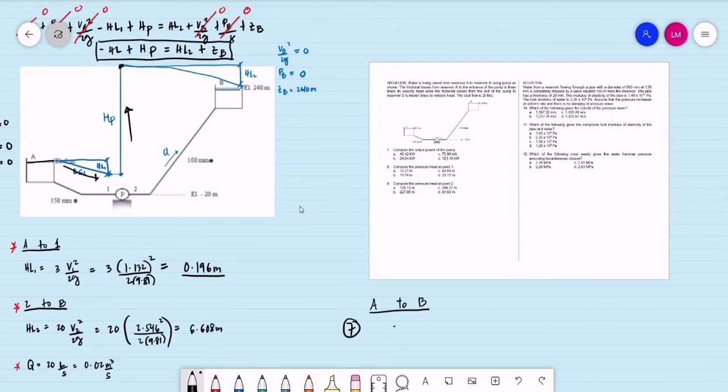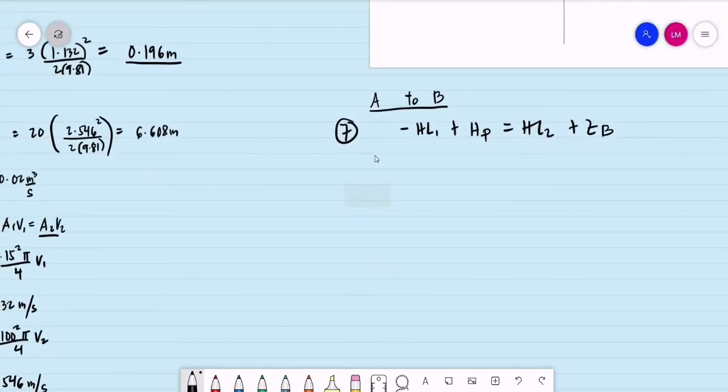So yung natirang equation doon is the negative head loss. Supposedly head loss 1 yon. Negative head loss number 1 plus yung head added by the pump is equal to head loss number 2 plus elevation of reservoir B. Okay, mag-substitute na tayo. Okay, so this is equal to the negative head loss. Ano yung head loss number 1 natin? That is 0.196 plus the head added by the pump is equal to head loss number 2 natin is 6.608 plus ano yung elevation ni reservoir B? Ang given ay 240.